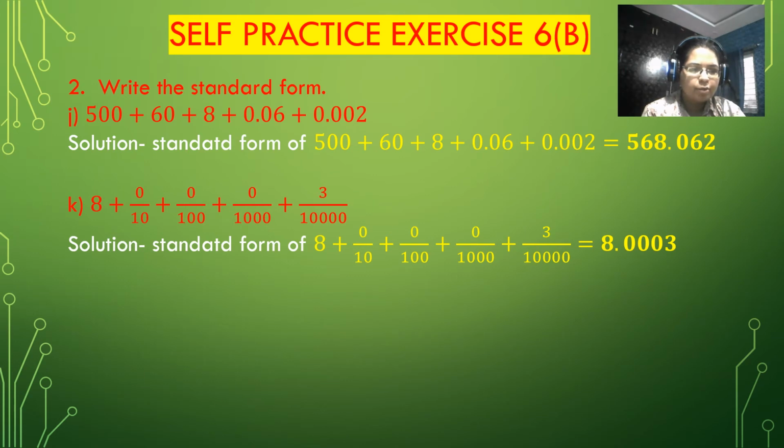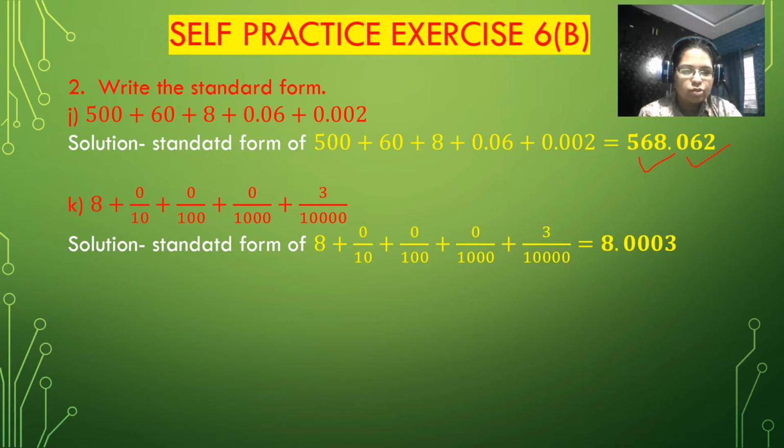Now B bit. 500 plus 60 plus 8 plus 0.06 plus 0.008. The standard form of 500 plus 60 plus 8 plus 0.06 plus 0.008 is: 500 plus 60 plus 8 is 568, and 0.06 plus 0.008 is 0.068. So 568.068.